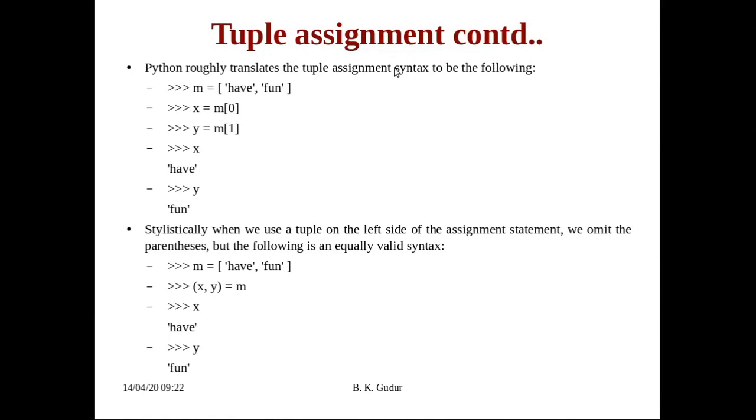Python roughly translates the tuple assignment syntax to the following. If we see M is equal to have and fun, and we assign x comma y is equal to M, it does something like this: x is equal to m of 0 and y is equal to m of 1. Because of that, when we print x, we get have, and when we print y, we get fun. When we use a tuple on the left side of an assignment statement, we omit the parentheses, but the following is an equally valid syntax. So that's what I have told.